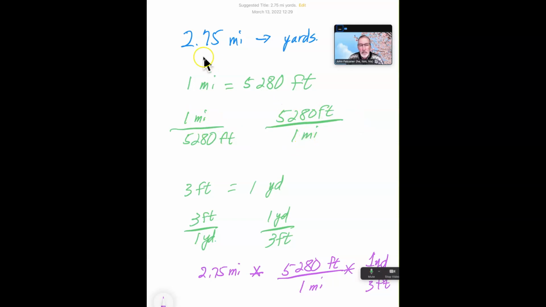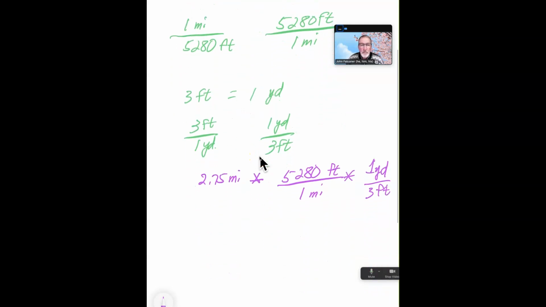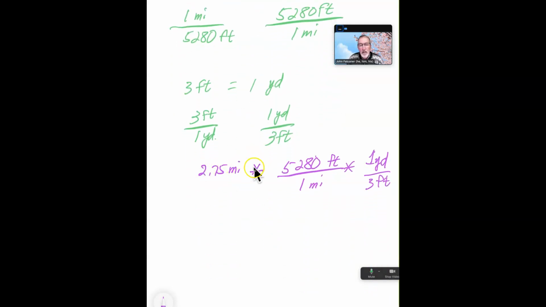What we want to look for is, when we multiply by this unit, 2.75 miles, we're going to want to get rid of the miles unit, and it's going to be replaced by feet. So when we set up our formula, we're going to have 2.75 miles times 5,280 feet over 1 mile, and this way the miles will cancel out. And then in the next step, we find that 3 feet is equal to 1 yard. So our conversion factor can be either 3 feet over 1 yard or 1 yard over 3 feet. Those are equivalent.